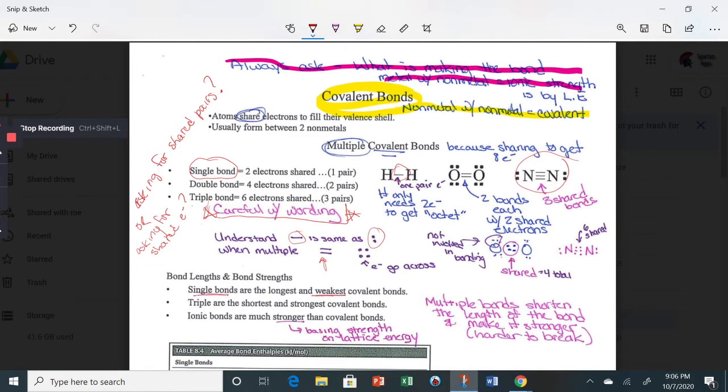You gotta slow your brain down. I go really fast because I gotta answer a lot of questions, but make sure you're really reading the question so you can answer it properly. Because they're gonna give you both answers to see, did you read the question? Let's say they wanted shared pairs. They'll give you the numbers for shared electrons as well as shared pairs.